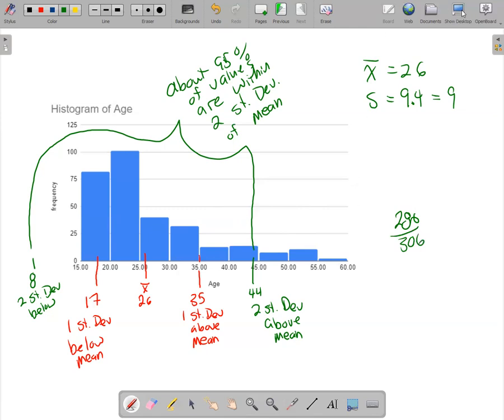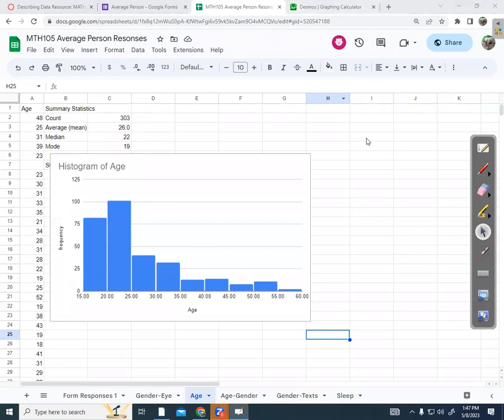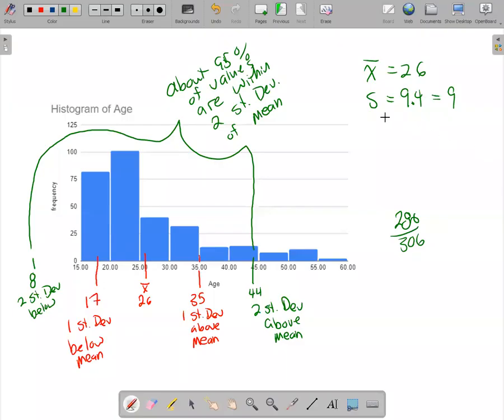Are you always going to get exactly 95? No, it's going to be more or less. So what would that be? If it was 286 out of 306, that would be 93% roughly. Will there be some data sets that kind of blow off that rule? Yeah, weird stuff happens.